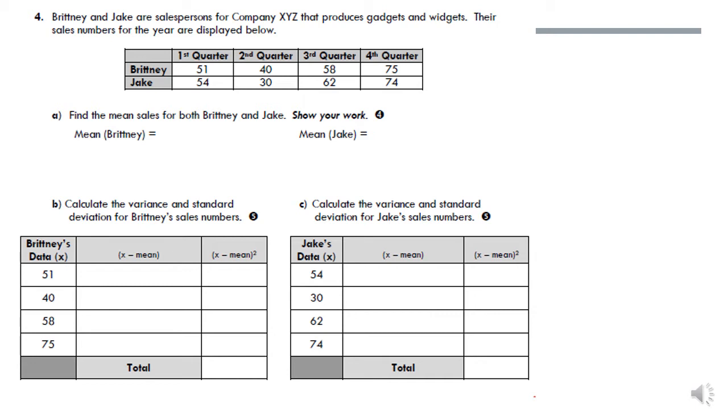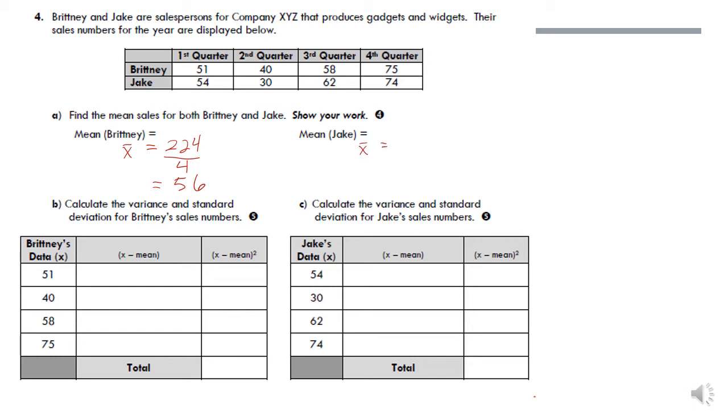So the first thing you want to do, even if I don't tell you to, which I specifically do here, but even if I don't, when you're finding the standard deviation, you need the mean. So for Brittany, x bar equals, add up all of her numbers from 51 through to 75, and you should get 224, divided by how many numbers there are, which is 4. Brittany's mean is 56.